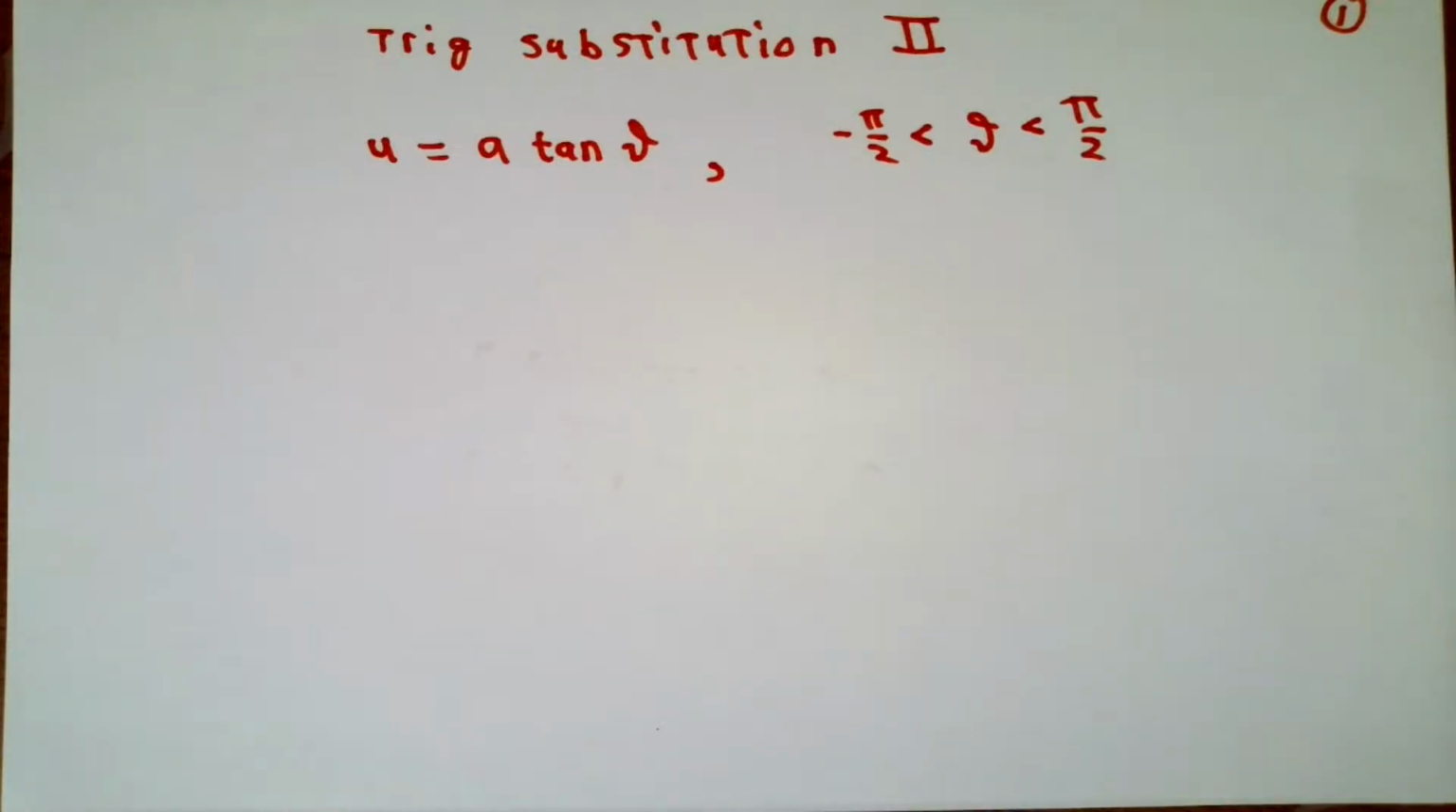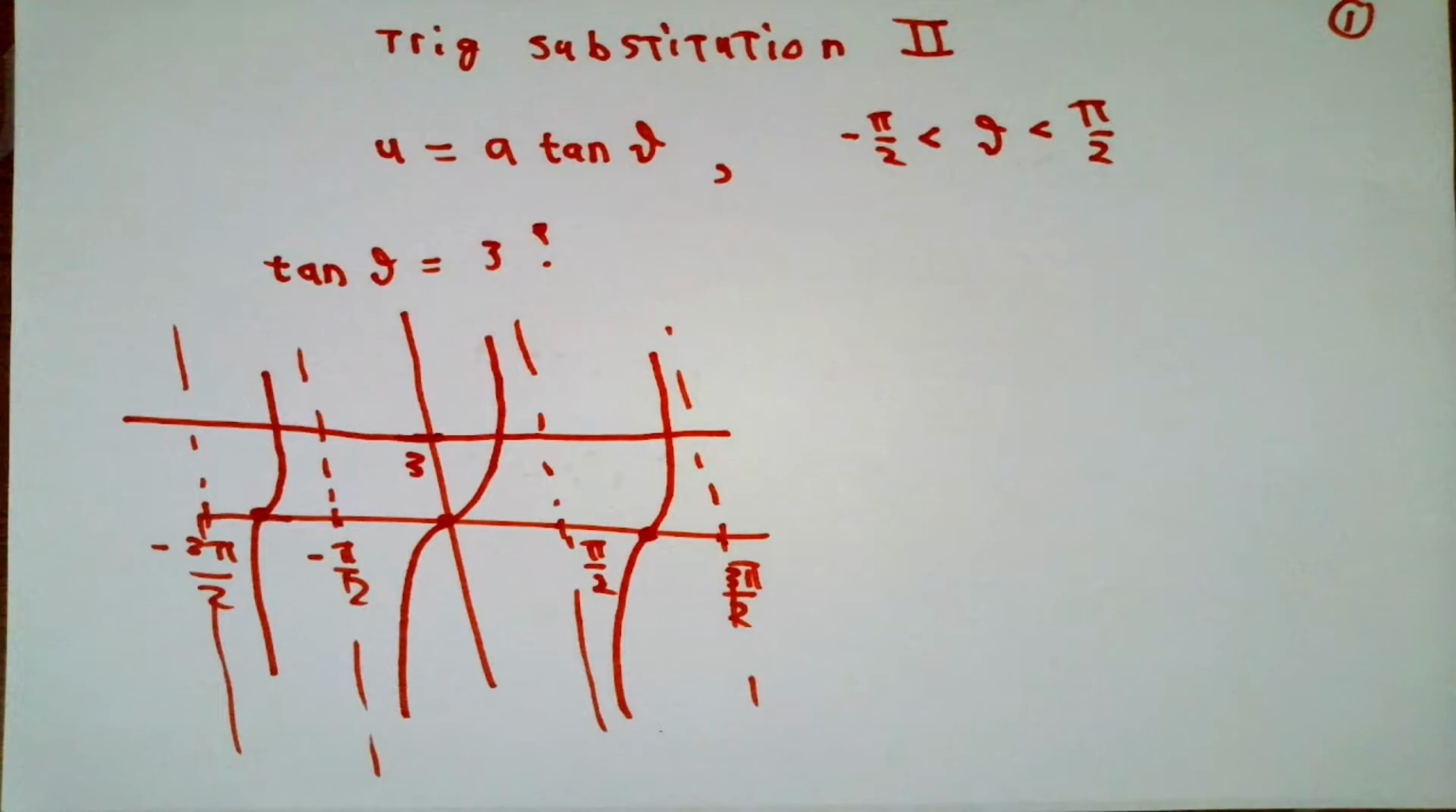The second of our trig substitutions is going to involve substitutions of the type u equal a tangent theta, where theta is strictly between negative pi over 2 and pi over 2. Probably some discussion of that range of values is in order. The graph of the tangent function has period pi radians and has a vertical asymptote whenever the input is an odd multiple of pi over 2.